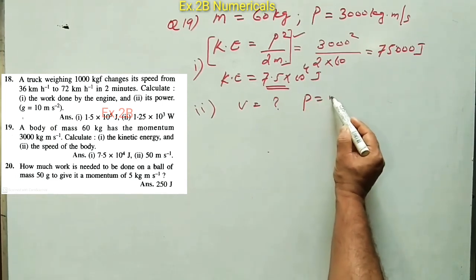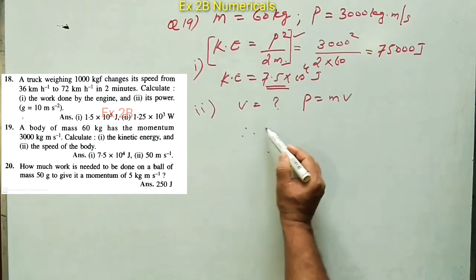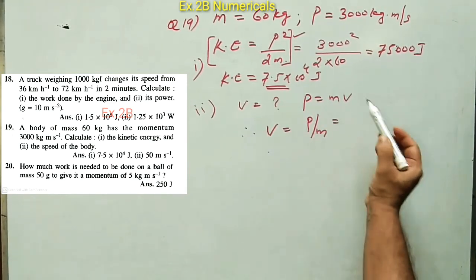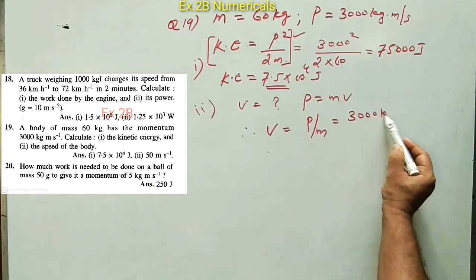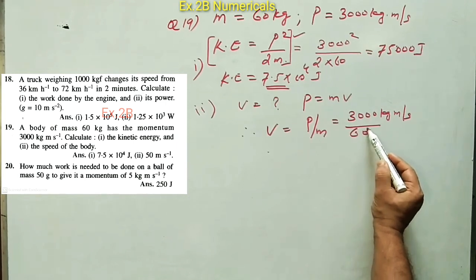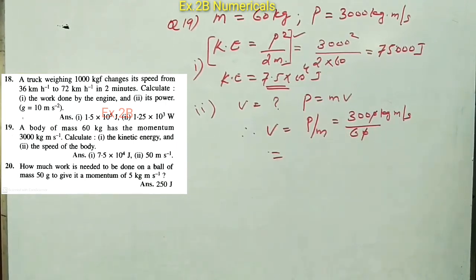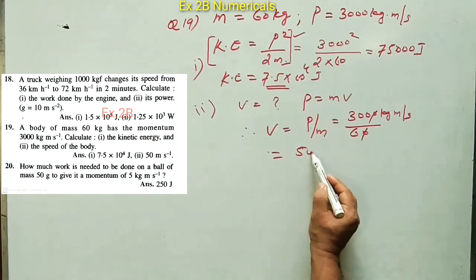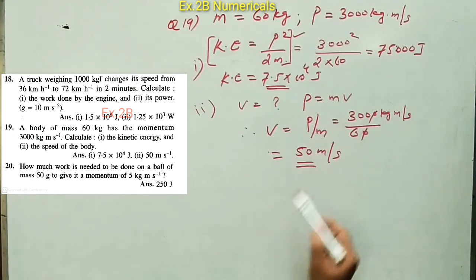Momentum P is equal to mv. Therefore, v is equal to P by m. Clear? Momentum is given there. How much? 3000 kilogram meter per second divided by the mass of the body, 60. So divide and see. The answer comes out to be 300 divided by 6, that is 50 meter per second. That's the speed of the body.